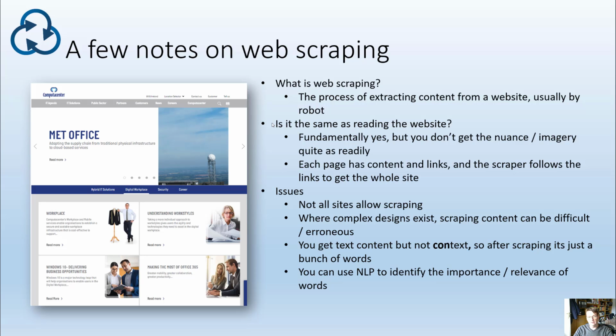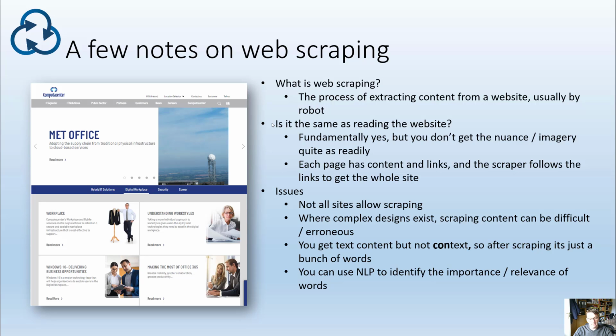Now, on the left-hand side here, you've got Computer Centre's website, and to give you an example, clearly the top banner there, Met Office, adapting supply chain, etc. You can see that that's an industry-related specific project that this company have done, supporting cloud-based services in the Met Office. Great case study for Computer Centre. Fundamentally, if you scrape that page, you'll see "adapting the supply chain from traditional physical infrastructure", etc. So you'll only see the text, and it's very difficult, if you take that text and stick it amongst all the other text on that page, to identify that as a key item.